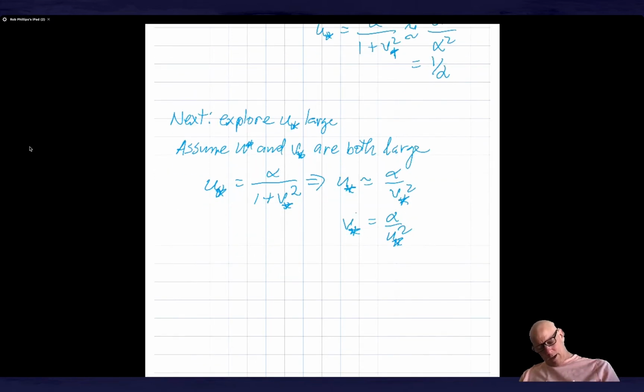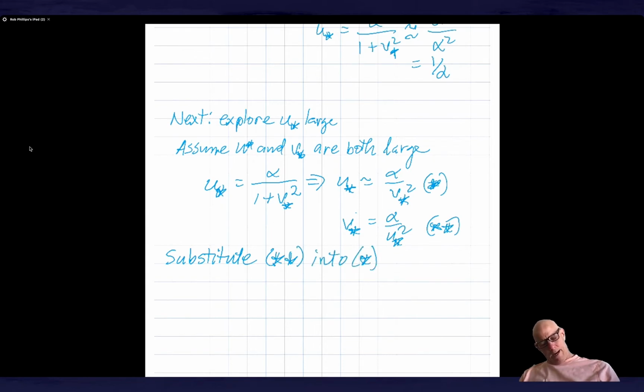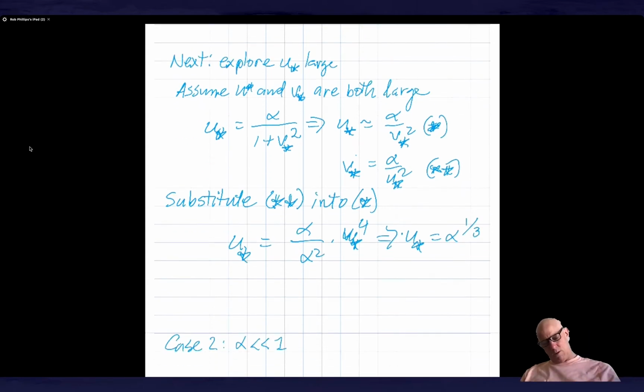So I can substitute. Let me call this star. Maybe that's bad notation, and this is double star. So I'm going to substitute double star into single star. And that tells me that U star is equal to alpha over alpha squared times U star to the fourth power, which implies that U star is alpha to the 1/3. And ditto, V star is alpha to the 1/3 by the same argument.